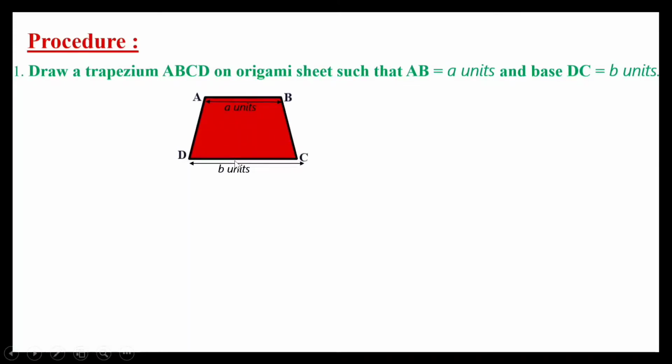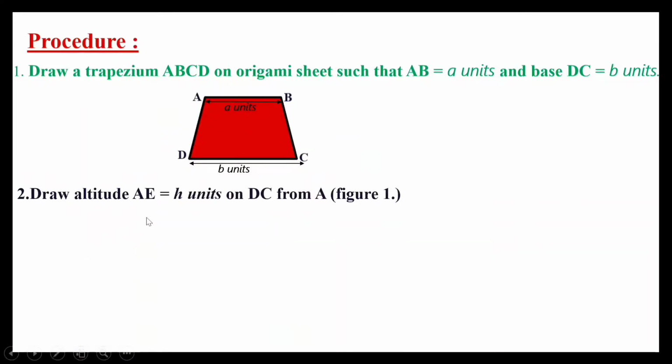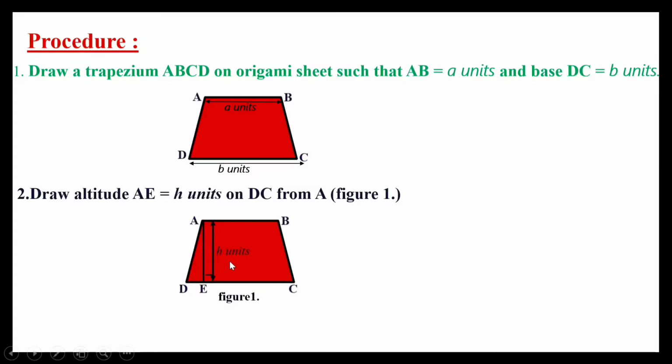Next, what is the second step? I need to draw the altitude AE, which is equal to H units on DC from A. So let us do that. I have drawn the altitude, 90-degree angle, and this height is how much? This distance between the two parallel sides is how much? It is H units. I mark it as figure 1. So this is going to be my first figure to be pasted in my notebooks.